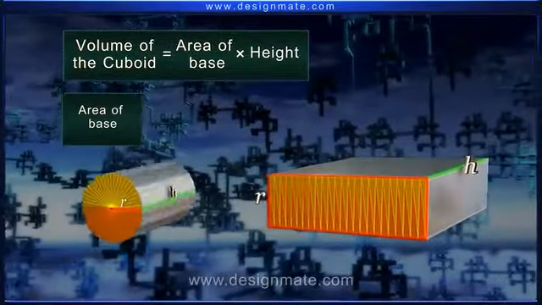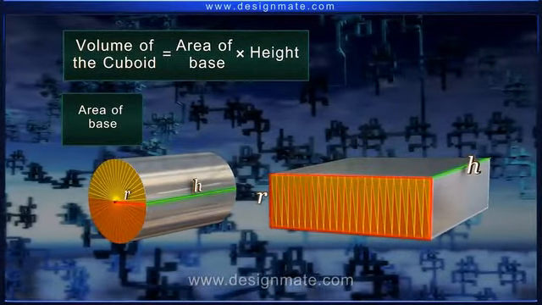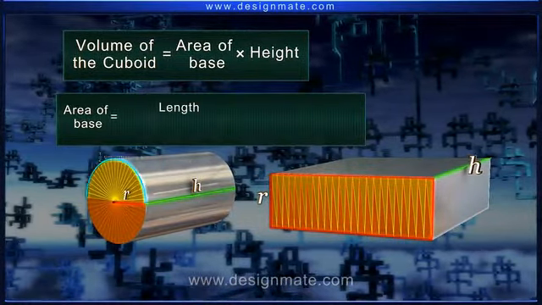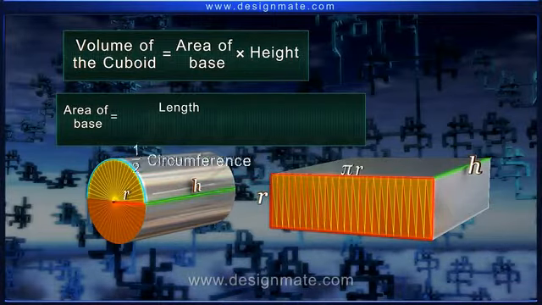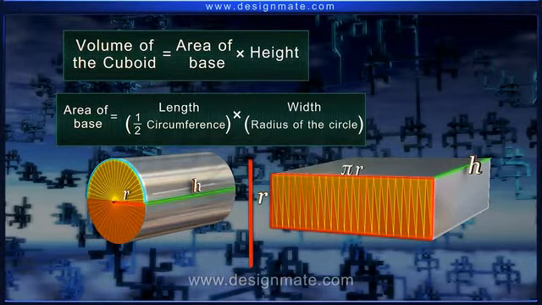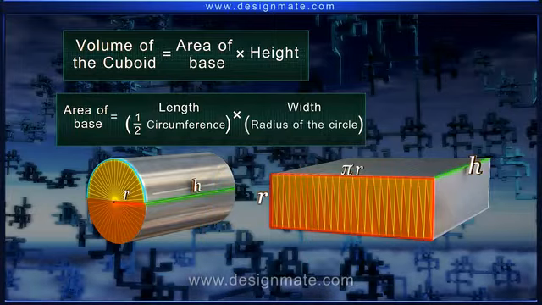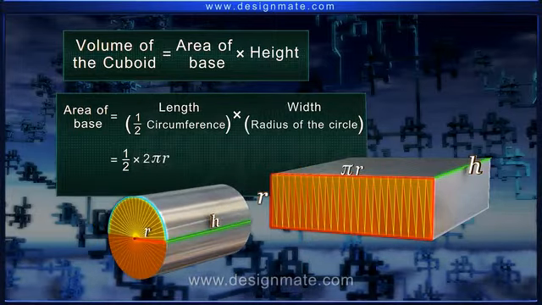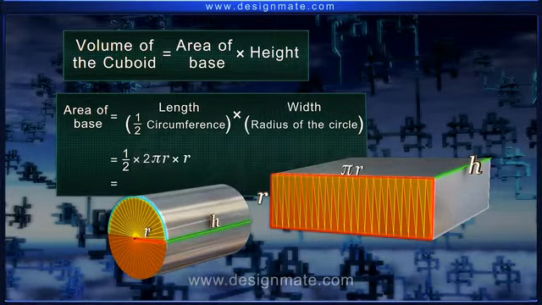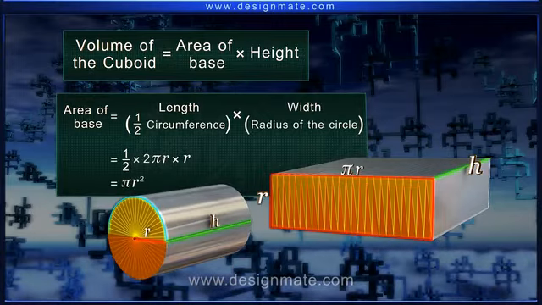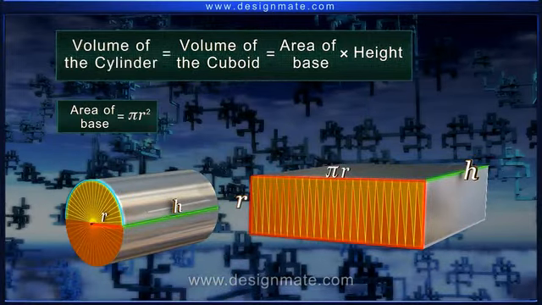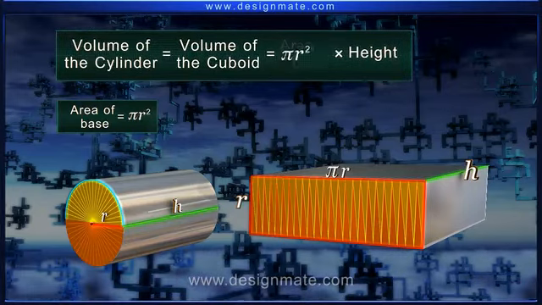Area of the base is equal to area of the rectangle, whose length is equal to half circumference, and width is equal to radius of the circle, is equal to half times 2 pi r times r, is equal to pi r square. Thus, the volume of the cylinder is equal to pi r square h.